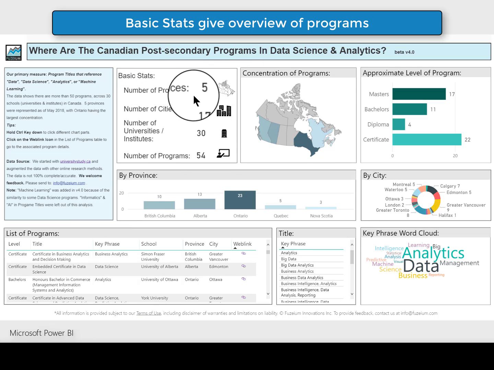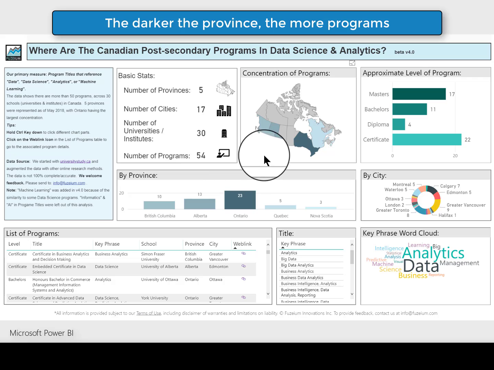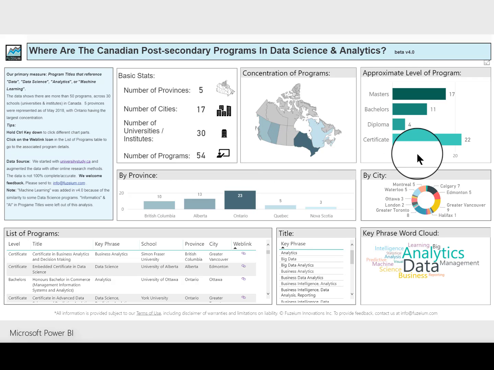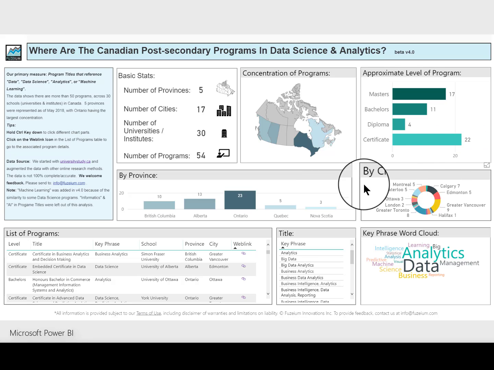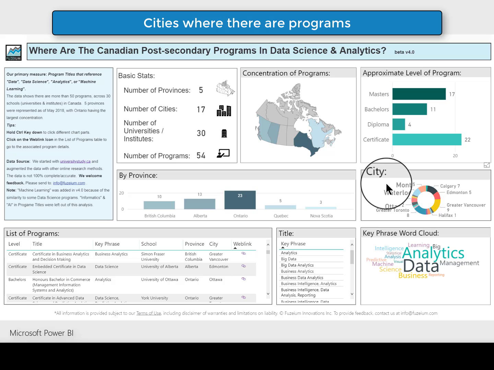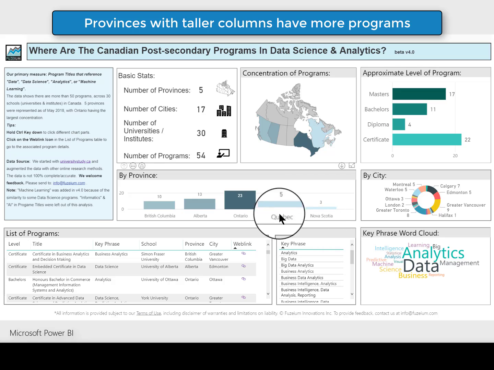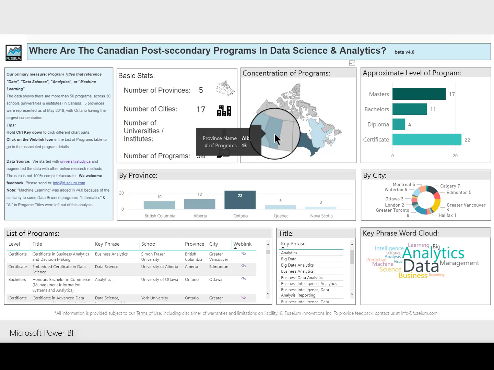Basic stats give an overview of the programs available in Canada. Those programs are mapped to the provinces and to levels of programs from certificates to master's degrees. Locations such as cities are identified where the programs are offered, and another view of the provincial tabulation.